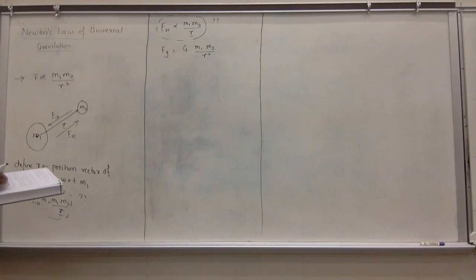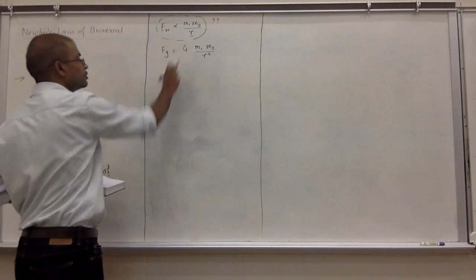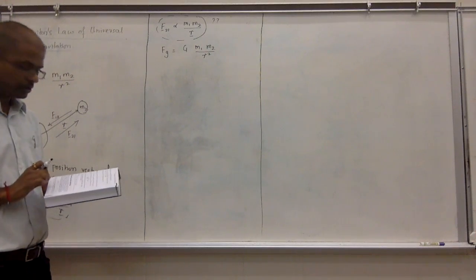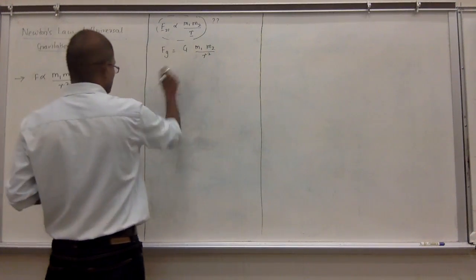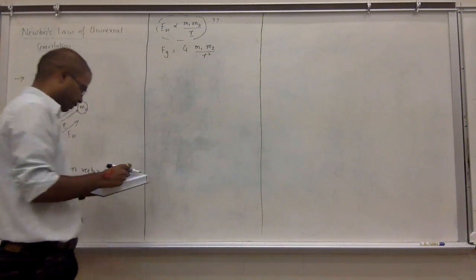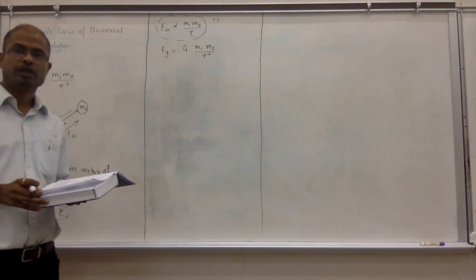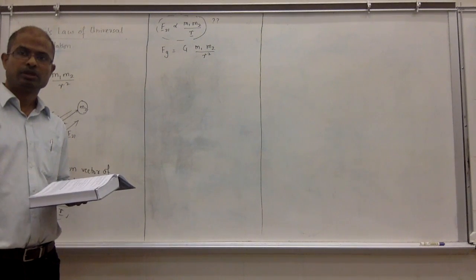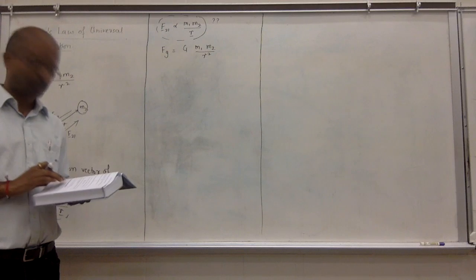The force of attraction: when you remove that proportionality sign and put an equal sign, you have to introduce a constant of proportionality. Here this is G. G is the universal gravitational constant. It's a constant for a given set of bodies.